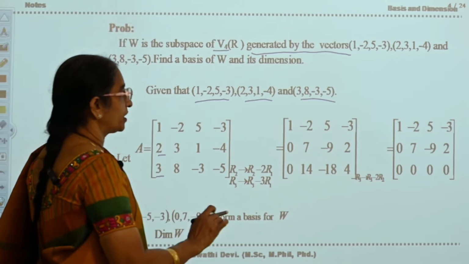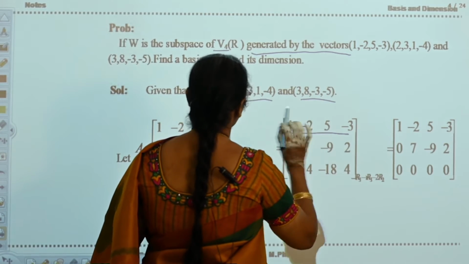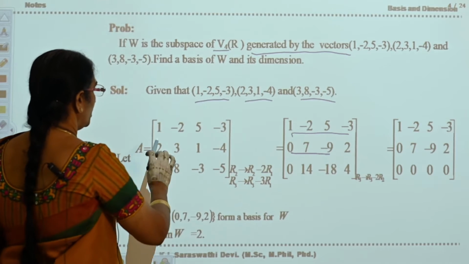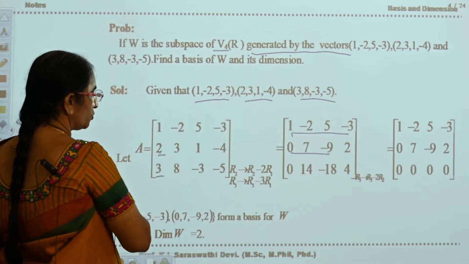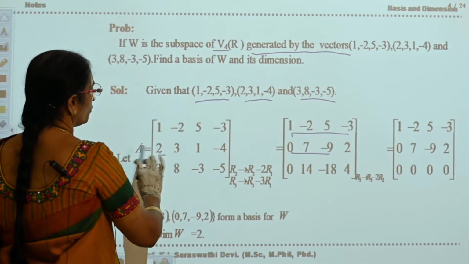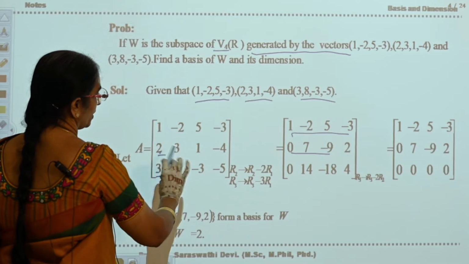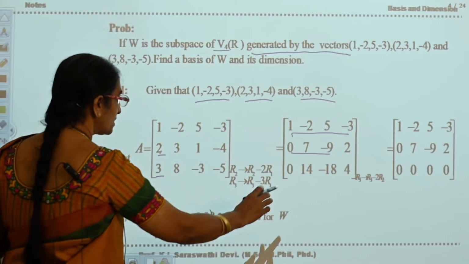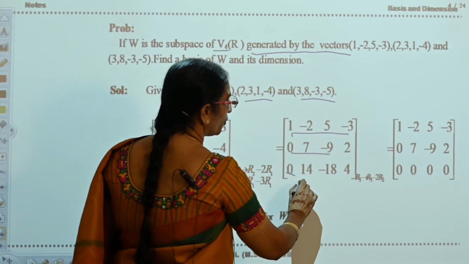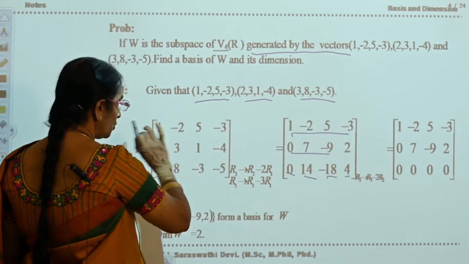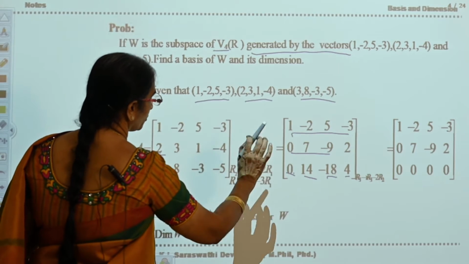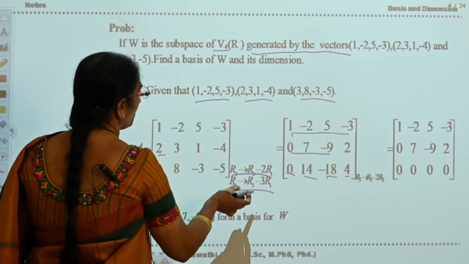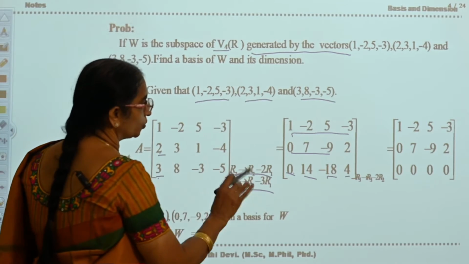If you do that, you get: 1, -2, 5, -3 as it is, it will remain. And the second row is 0, 7, -9, 2. See how you got it: 1 into 2, 2; -2 plus 2, 0. -2 into -2, 4; 4 plus 3, 7. 5 into -2, -10; -10 plus 1, -9. -3 into -2, 6; 6 minus 4 is 2, like that. Like that, this is also you got 0, 14, -18, 4. How did you get it? The first row is multiplied by -3 and added to this. That is the notation we used here. That means R2 is obtained by subtracting 2R1 from R2. That is what you have done.